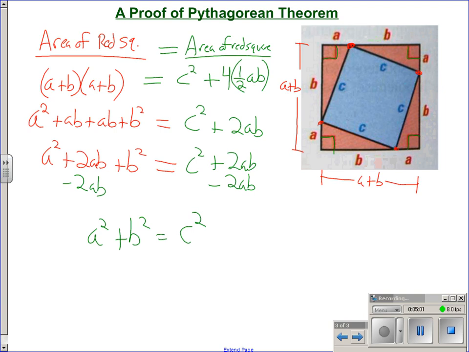Okay, that's your right triangles in each one of these things. a squared plus b squared equals c squared. So it's just a proof of it. Like I said, it's not a big deal. I'm not going to ask you to go through this, but you should have at least seen the proof of this and understand where it's coming from.